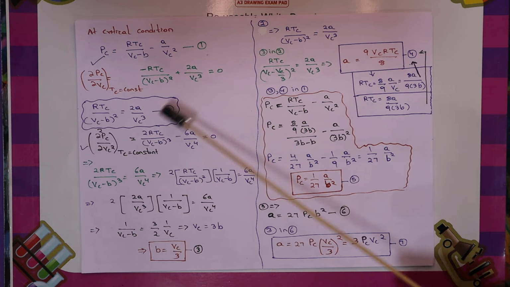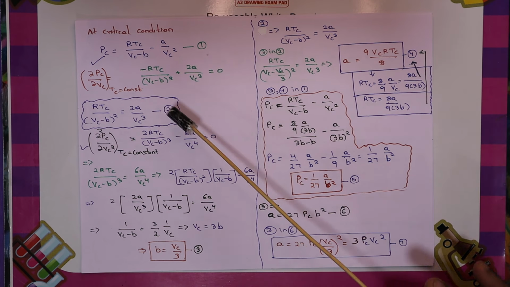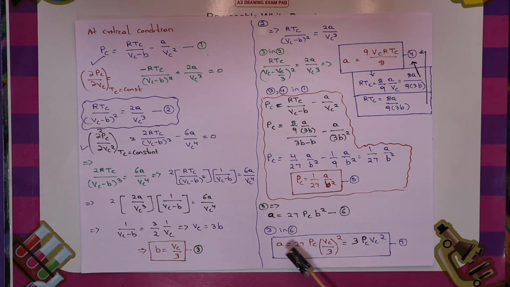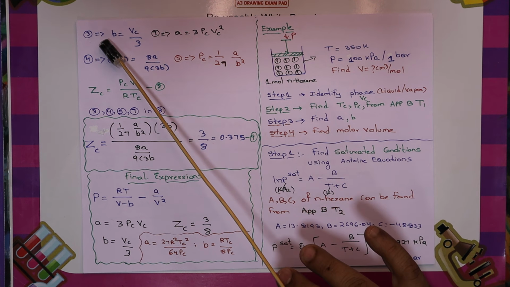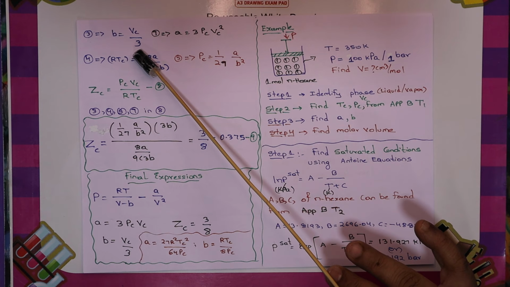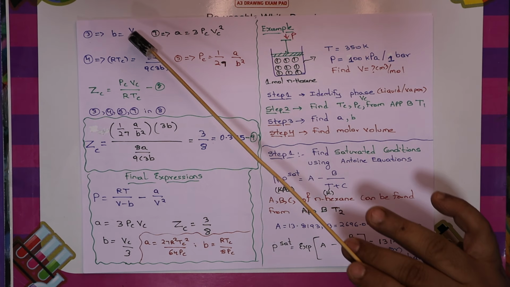If you try to solve it yourself, because every step is properly provided, you don't need to worry about anything; you simply have to redo the things. So a is 3 times Pc into Vc square, and b is nothing but Vc by 3. Already you got the Vc by 3.